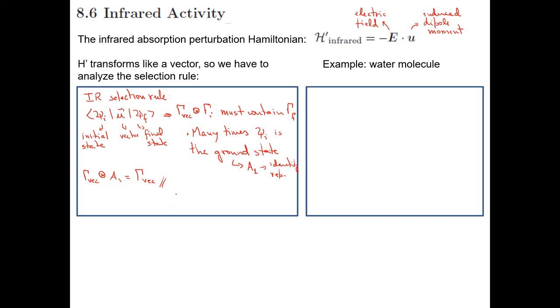Okay, so for the water molecule, the perturbation is the vector, so gamma vector, again we have seen this from the previous slide, is A1 plus B1 plus B2, and therefore these are the possible final states. So the possible final states are going to be given by gamma vector, a direct product with A1, which is simply gamma vector. So the possible final states for infrared absorption have to have either A1 or B1 or B2 symmetries. Okay, for this group.